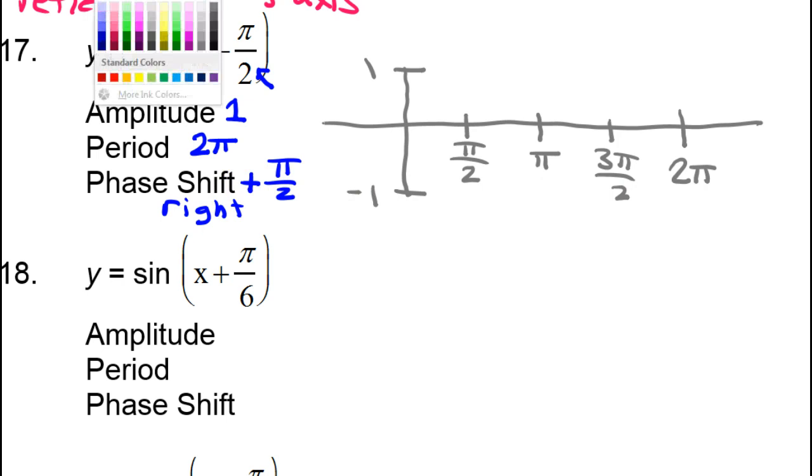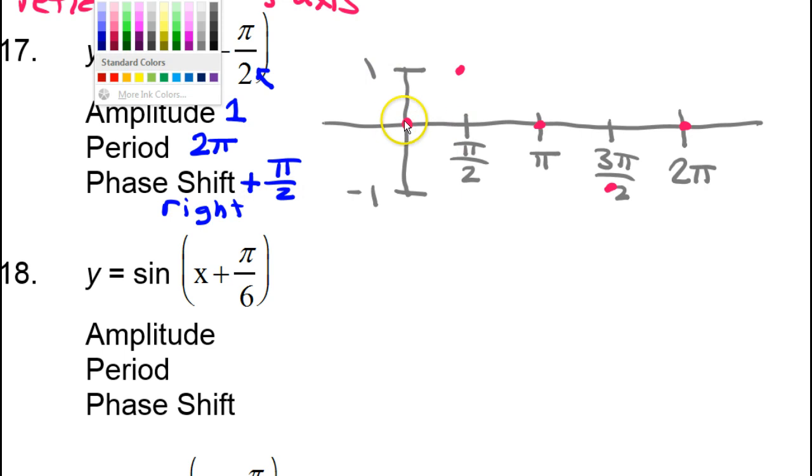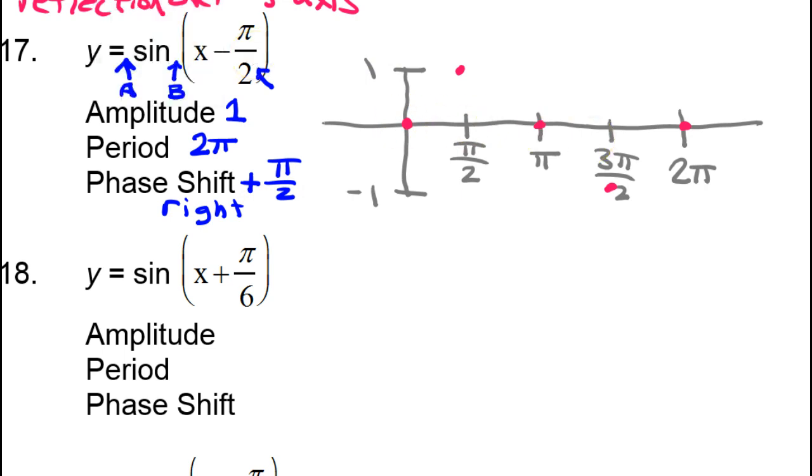Now, if there was no phase shift, I would just plot my sine function the way we have memorized. It starts at 0, and then it would go high, and then back to the midline, and then down low, and back to the midline. That's what it would look like. But because the phase shift is to the right pi over 2, each of these dots should move over pi over 2 to the right.